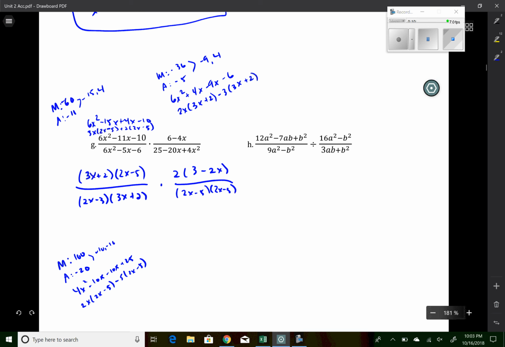So what reduces? This reduces with this for a value of 1. This reduces with this for a value of 1. This reduces with this inverse operation there, so it's a negative 1. So what am I left with? I'm left with a negative 2 divided by 2x minus 5, where x cannot be 3/2, negative 2/3, and positive 5/2.